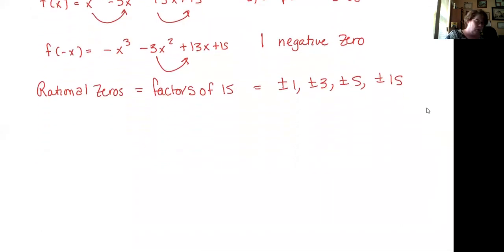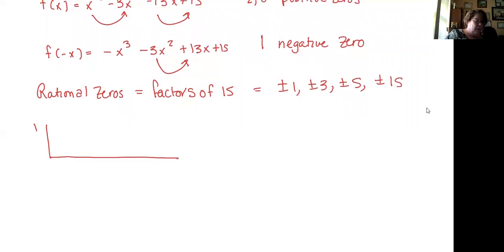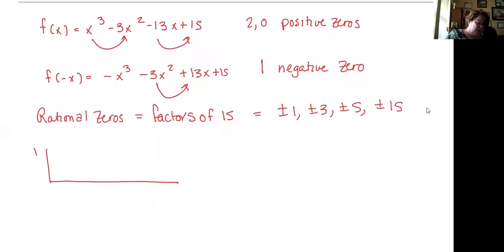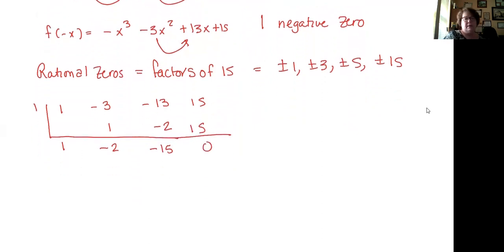So I'm going to test 1. And I'm going to do that synthetic division. So my coefficients on my function are 1, negative 3, negative 13, and 15. Bring the 1 down. 1 times 1 is 1. Negative 2. And sure enough, 1 is a 0. Since the remainder of my synthetic division is 0, then 1 is a 0 of this polynomial function.